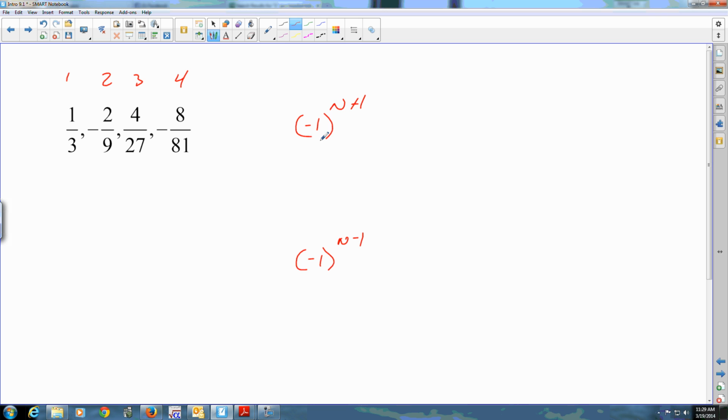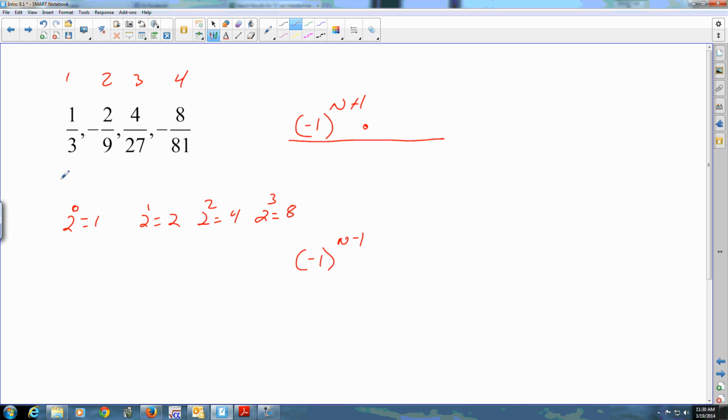Now, focus on the top first. I filled in a 1 and got a 1, 2 and got a 2, 3 and got 4, 4 and got 8. Okay, so what's going on there? Notice that these are powers of 2. 2 to the 0 is 1. 2 to the 1 is 2. 2 squared is 4. 2 cubed is 8. Those are powers of 2.